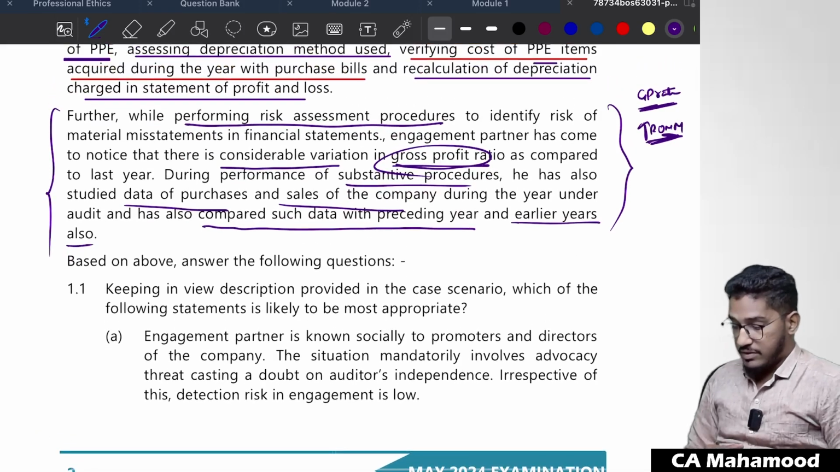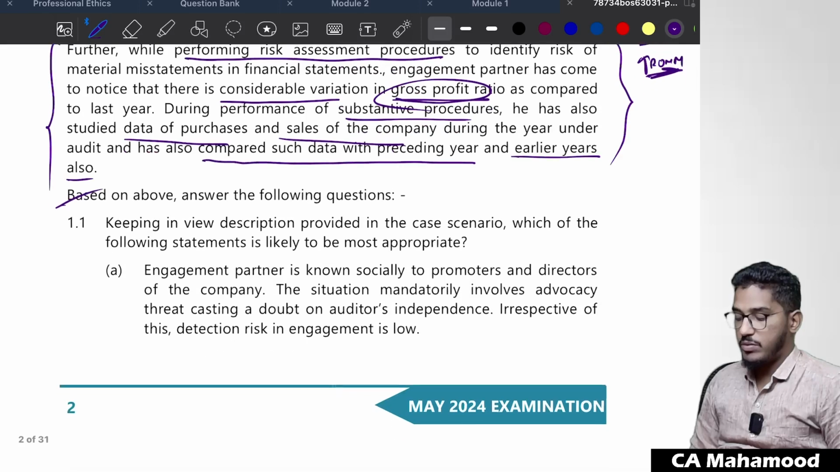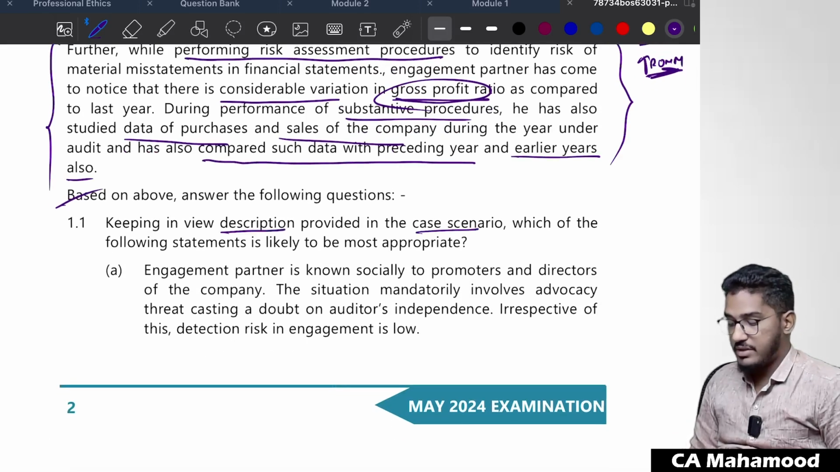So now based on these facts, we are supposed to answer the questions. Let us have a look at the question. Based on above, answer the following questions. Keeping in view the description provided in the case scenario, which of the following statements is likely to be most appropriate? So depending on the above facts, whatever we have read, they are asking us to determine the most appropriate sentence. Let us see what that is.